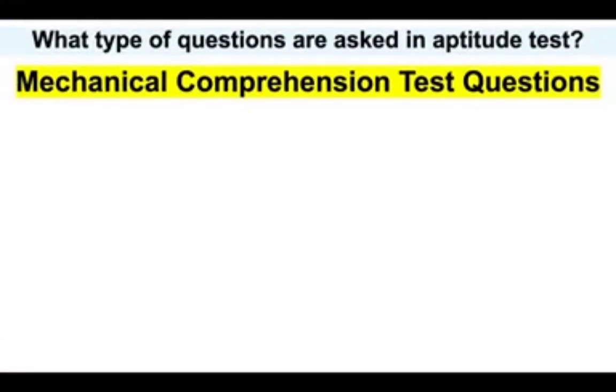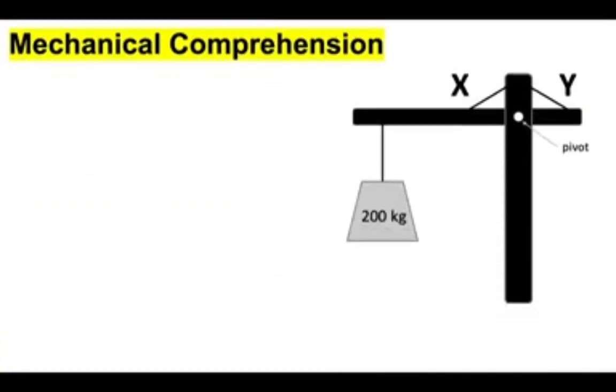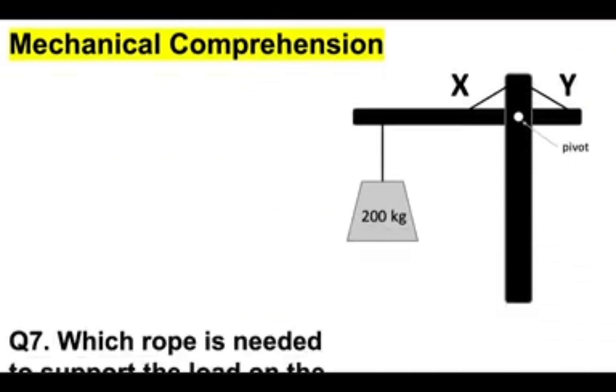Let's now move on to a different type of aptitude test question. This time we will look at mechanical comprehension. So a mechanical comprehension test requires you to answer aptitude test questions about cogs and wheels, pulley systems, gravity and balance, levers and springs, and machinery and tools. So let's take a look at an example question and then I will get you to try one.